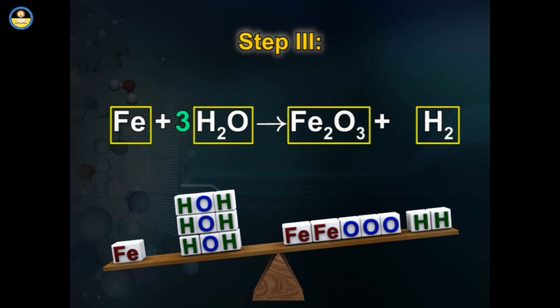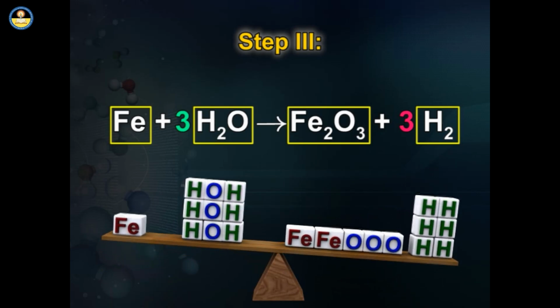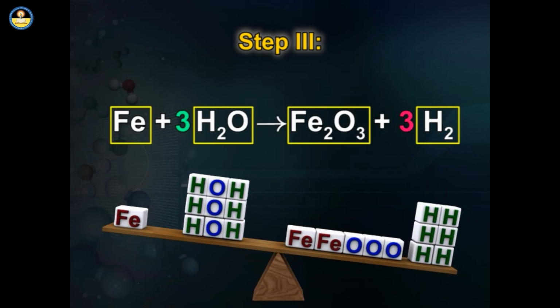Step 3. In order to equate hydrogen atoms, put coefficient 3 before H2 on the product side. As a result, the hydrogen atoms on both sides of the equation become 6 and thus are balanced. The partially balanced equation may now be written as Fe plus 3H2O gives Fe2O3 plus 3H2.